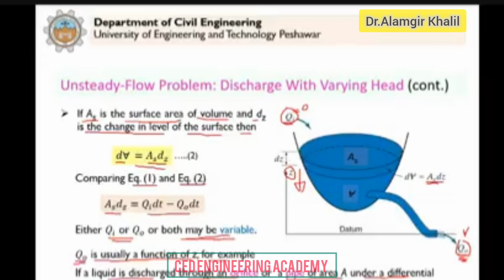Understand? Z is changing, Q naught is variable. But I said that if you want to keep the Z constant, how can you do it? The outflow has occurred, and this outflow is a function of this Z. If you want to keep this Q naught constant, what do you have to do? You have to supply the water so that the incoming discharge is equal to the outgoing discharge. Then in that case, what will happen? This Z will be constant. Is it clear right now?